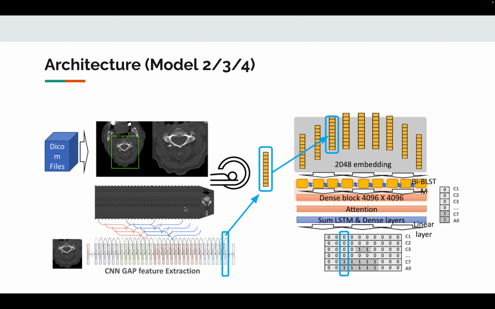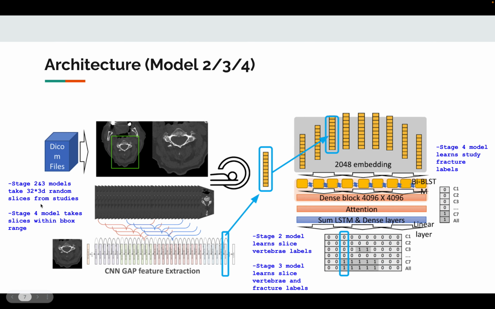We take all those cropped slices. In models 2 and 3, what we do is initially train the model. We have our ratio labels that we want to learn and train on, and we take random z-axis slices out of the DICOM. Those random slices are fixed at 96, so it's 96 slices, and we make 2.5D images.